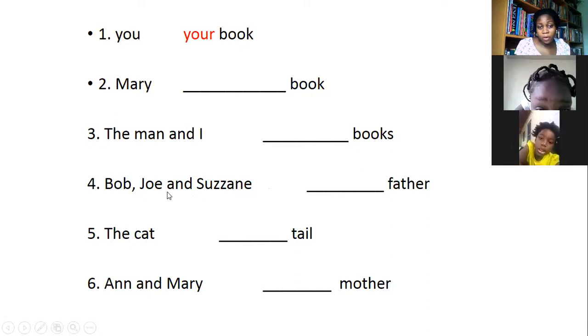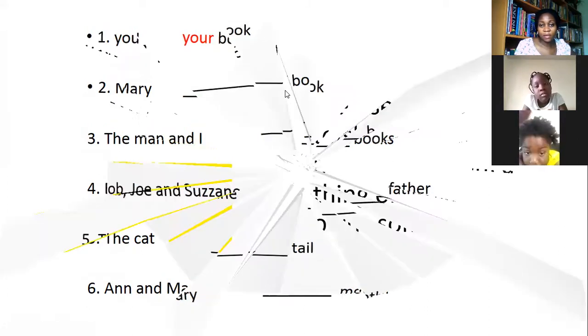This is Bob, Joe, and Susan's father. So he is... No, we are replacing Bob, Joe, and Susan with a possessive adjective. Their father. So this is Bob, Joe, and Susan's father. He is their father. He is what? Their father.